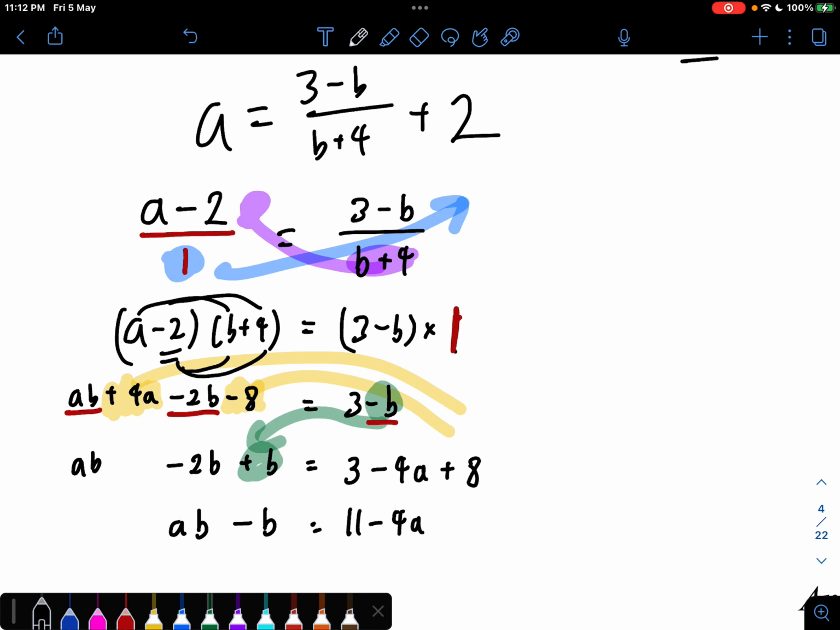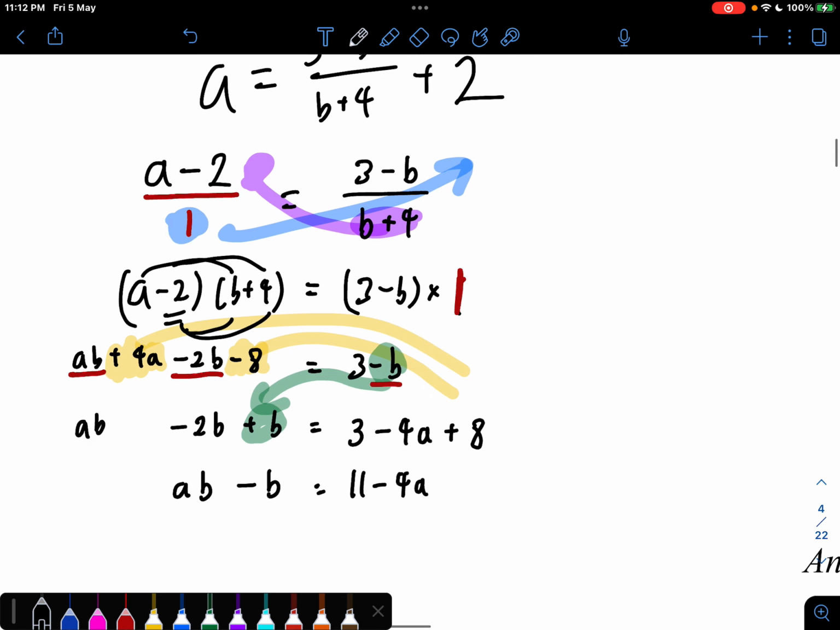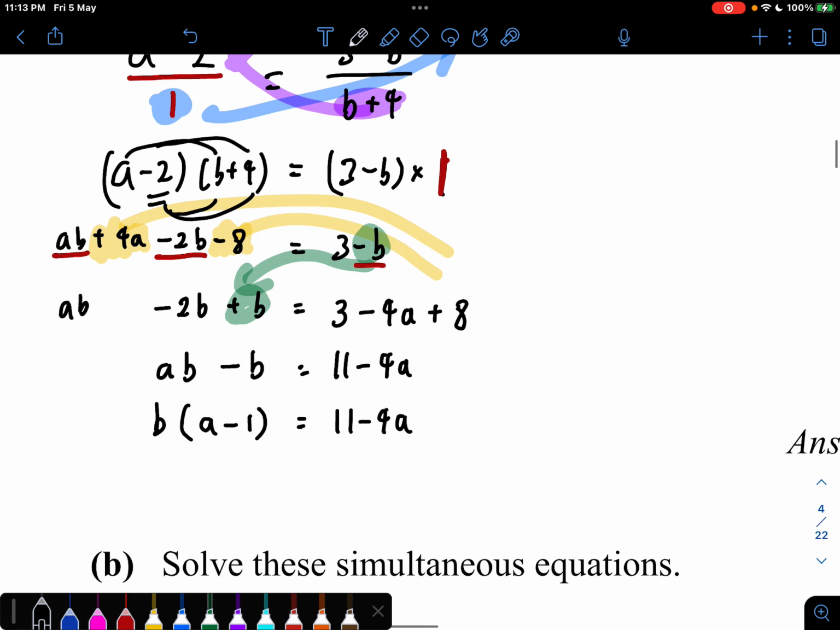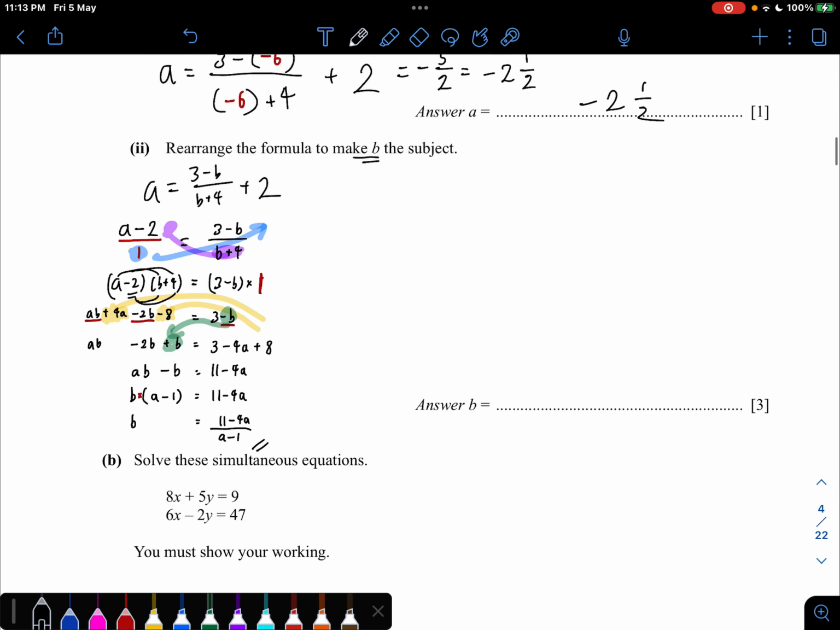You want to make b the subject, so usually at this stage, you would want to factor out the b. So factor out the b, what do you get? A minus 1. Okay, 11 minus 4a, nothing happens. So now you want to make b the subject. Hopefully you can see that it's b multiplied by something. So times a minus 1, bring over, becomes divide by a minus 1. The 11 minus 4a remains at the top, and there you go. You get your answer.